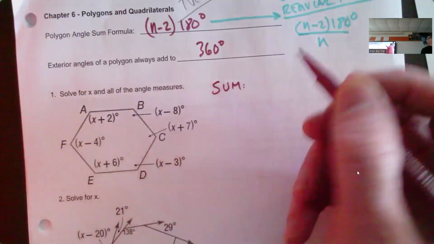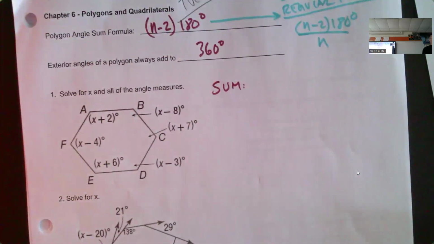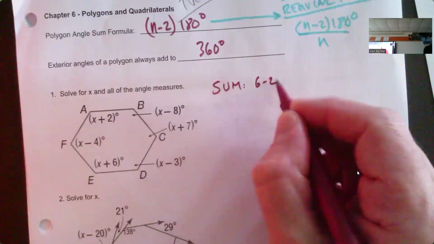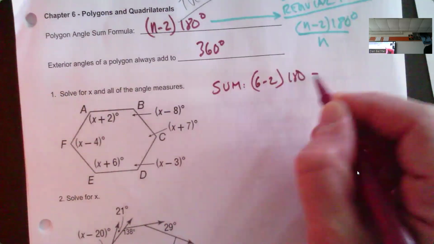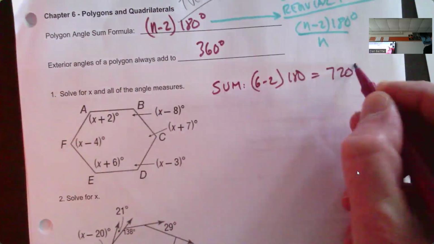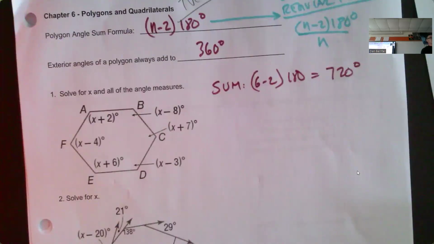How would I find the sum of this? Somebody help me out. 6 minus 2 times 180, which is going to be 720 degrees. I'm almost positive I'm right. Can somebody check? Oh, we added the 3 6 in. It would. But in this case, we're talking about the inside. Yeah, 4 times 180. Okay.